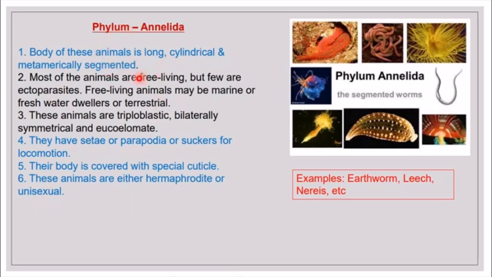It is very simple; you have to remember 3 to 4 points. You can remember that it has a metamerically segmented body. Some are ectoparasites, few can be free living as well, and they are triploblastic with bilateral symmetry. They are eucoelomate. They have locomotory organs, like they can have setae, parapodia or suckers, and they also have a thick covering on their body, that is the cuticle. And in reproduction, these animals are hermaphrodite, male and female present in the same organism, or they are unisexual.